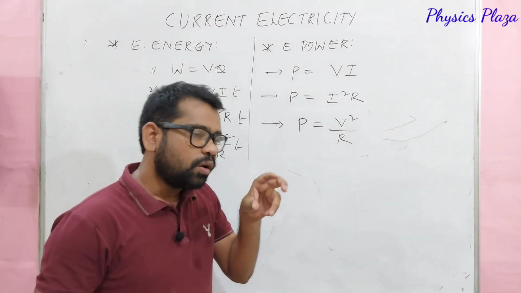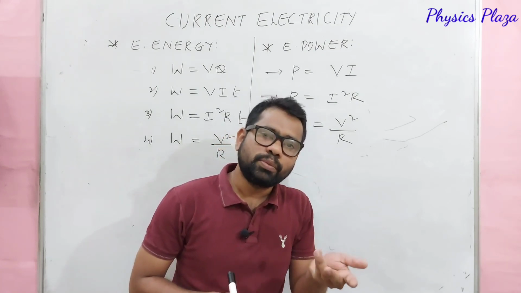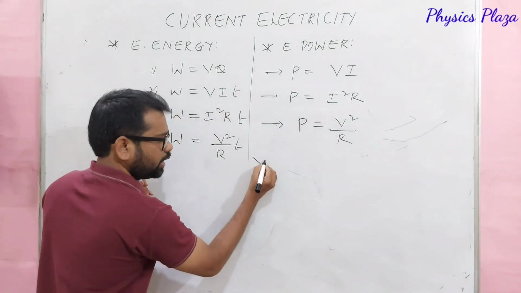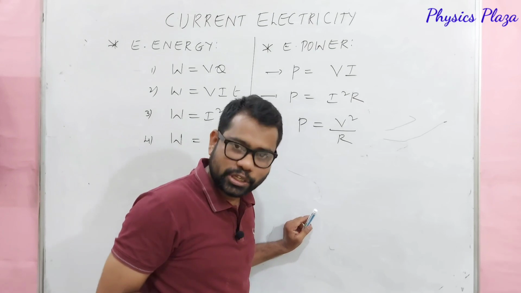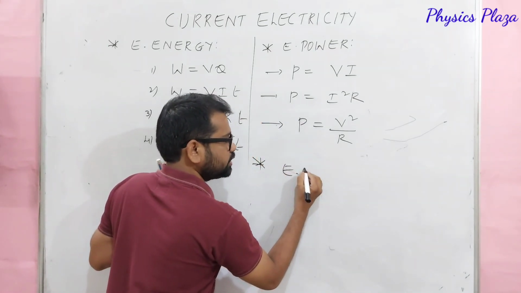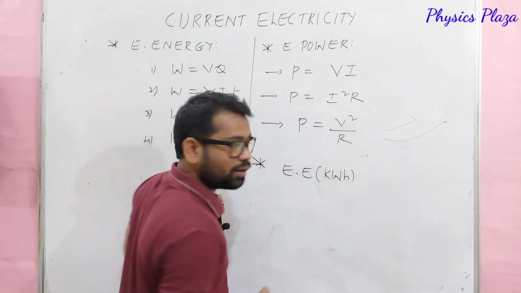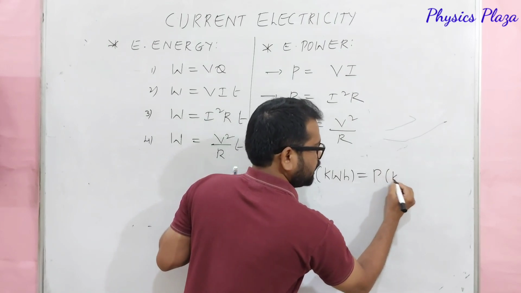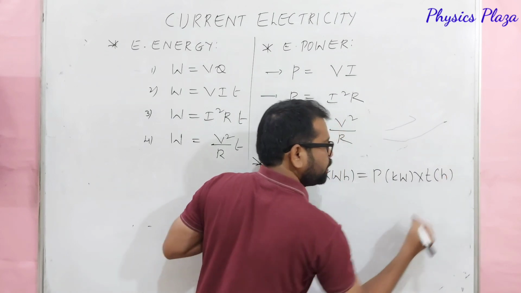But dear children, how can we calculate the electrical energy consumed in our homes? How can we calculate even the cost of the electrical energy which is consumed? For that, dear children, electrical energy must be in kilowatt hour only, which is equal to power in kilowatt into time. The time should be in hour.